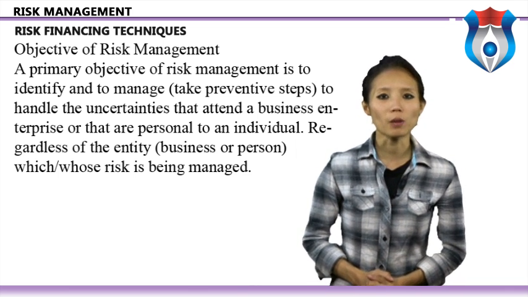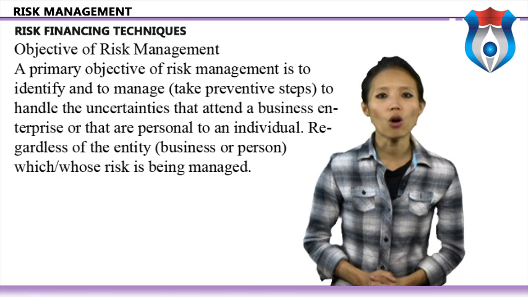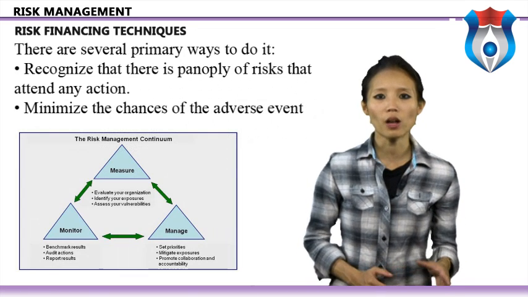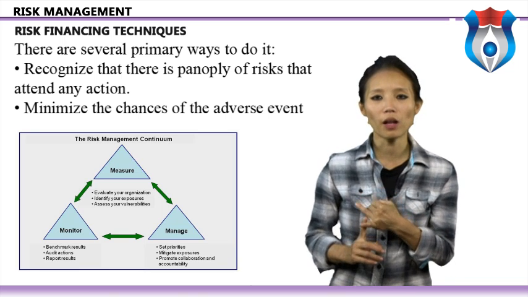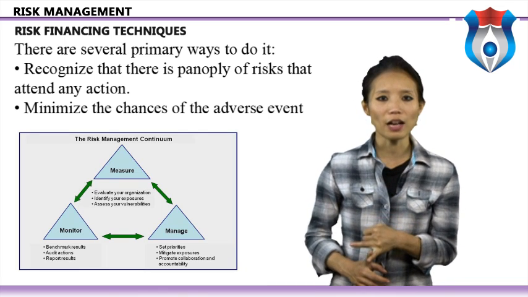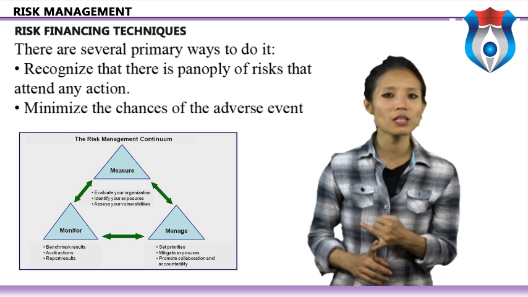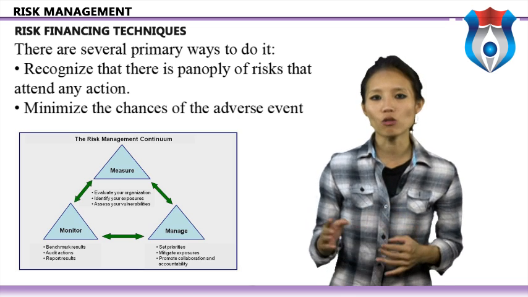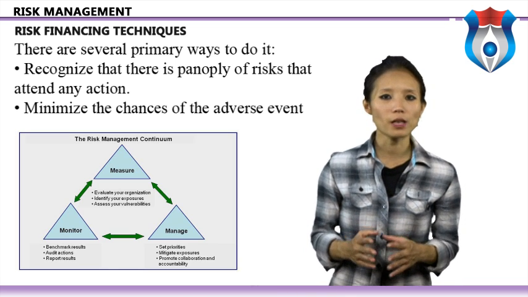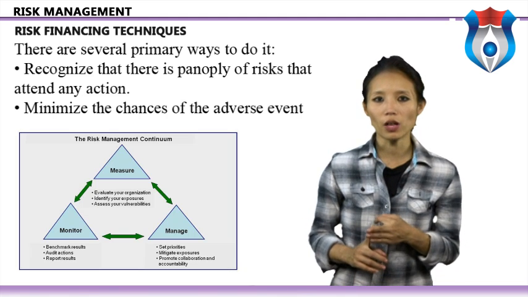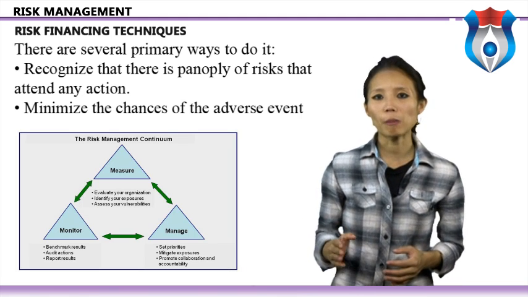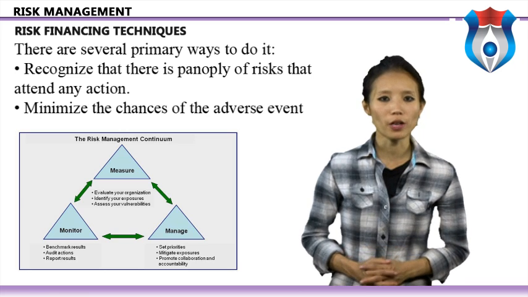Regardless of the entity, business or personal, whose risk is being managed, there are several primary ways to do it. Recognize that there is a panoply of risks that attend any action and be prepared, to the extent possible, to withstand the financial impact of them. This is essentially the theory behind self-insurance. Minimize the chances of the adverse event occurring by implementing and enforcing safety measures.